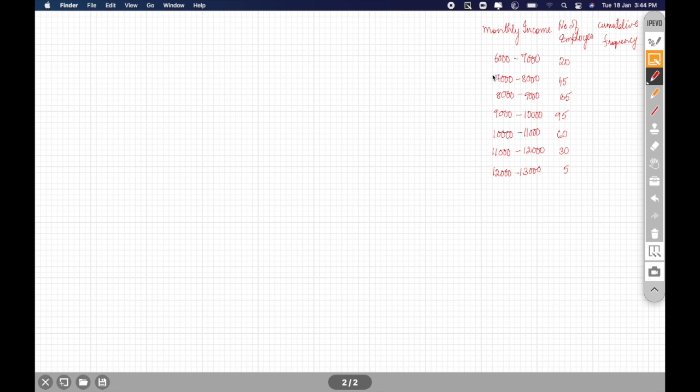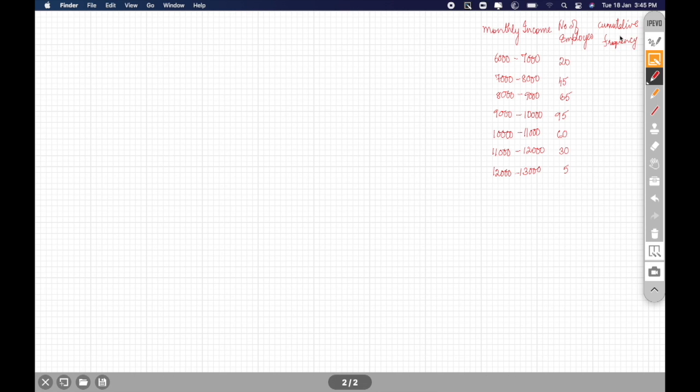So here we have the second question. You can see we are given monthly income and number of employees. For monthly income 6,000 to 7,000, number of employees 20. 7,000 to 8,000 it is 45, 8,000 to 9,000 it is 65, 9,000 to 10,000 it is 95, 10,000 to 11,000 it is 60, and 11,000 to 12,000 it is 30. And the last one is 12,000 to 13,000, it is only 5 employees.